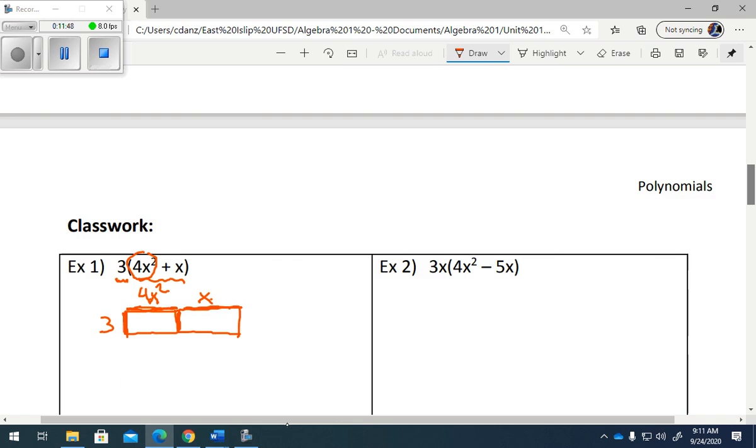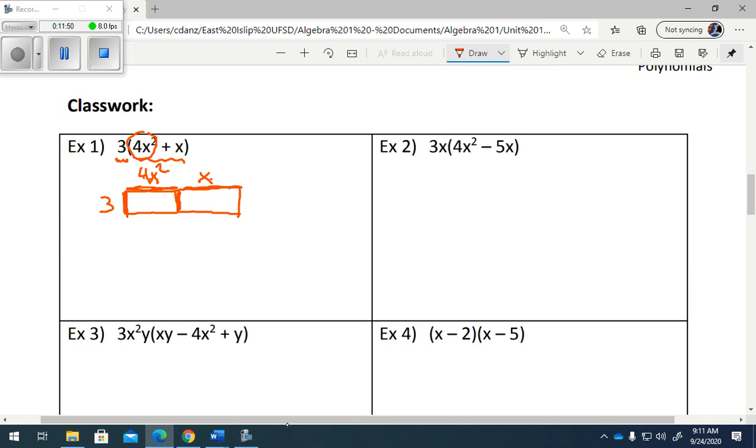So this whole length is 4x plus x. If I divide it this way, I can find the area of each of those individual boxes, which is really just multiplying monomials, like what was on your quizzes even. So this would be a 12x squared, and this would be a 3x. So the whole thing is 12x squared plus 3x.